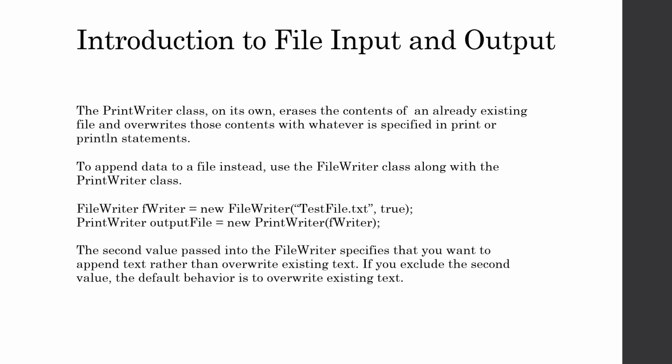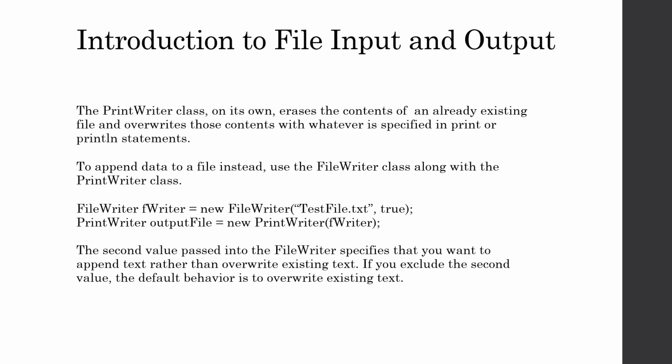And then when we make our PrintWriter object, we still have our PrintWriter output file equal to a new PrintWriter, but what we're going to put into it instead is the fWriter that we just made. So now the PrintWriter is going to be using the fWriter, which was set to true to indicate that we're going to be appending, so that when we use our print statements or our println statements, it's going to just add on the new content that we're writing to it.